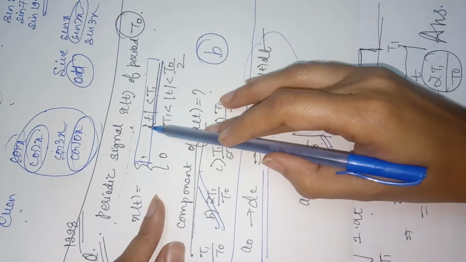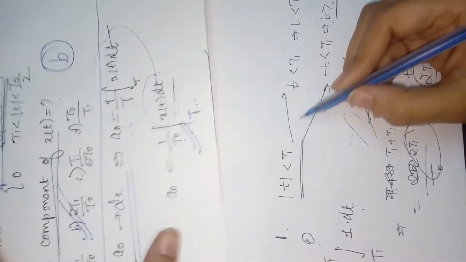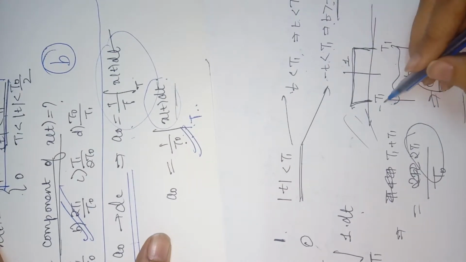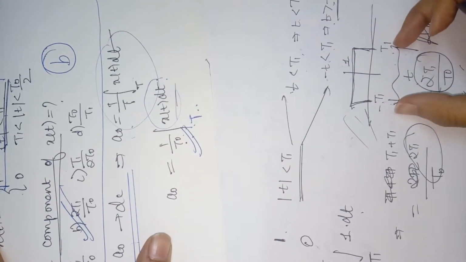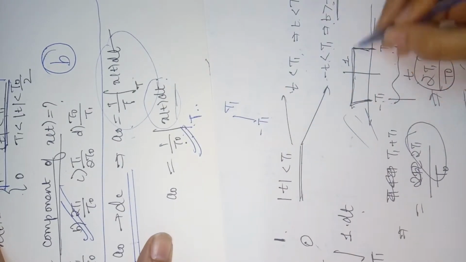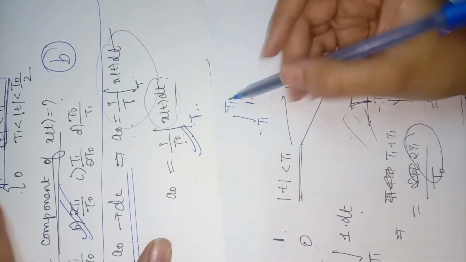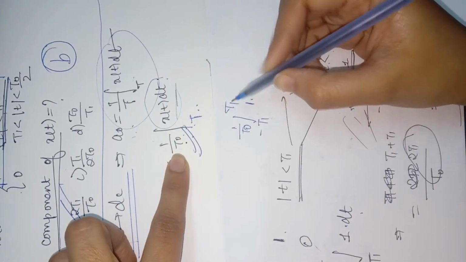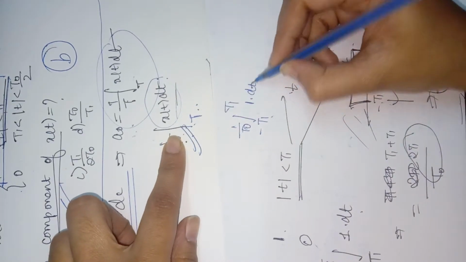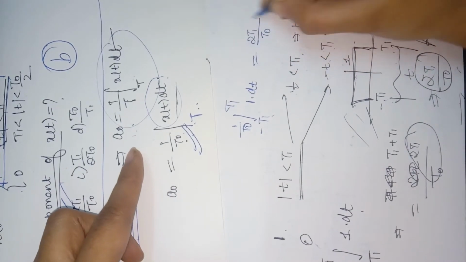So I took this interval mod t less than t1. It breaks up into t less than t1 and minus t less than t1. So I got minus t1 to t1 as my interval. So my limits would be minus t1 to t1, right? And the value of x of t is 1. So this becomes 1 by t naught, and the integral from minus t1 to t1 of 1 into dt, right? So this becomes 2t1 by t naught.